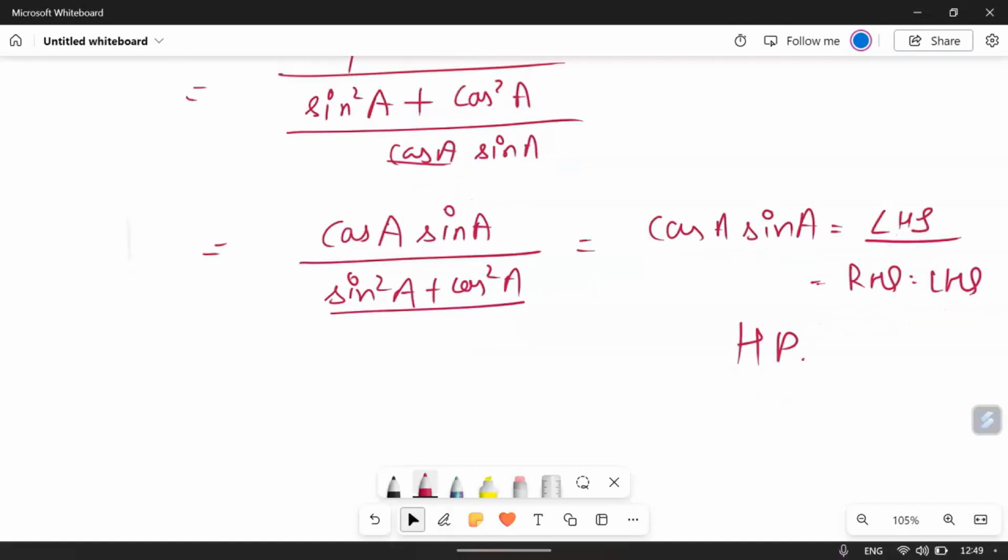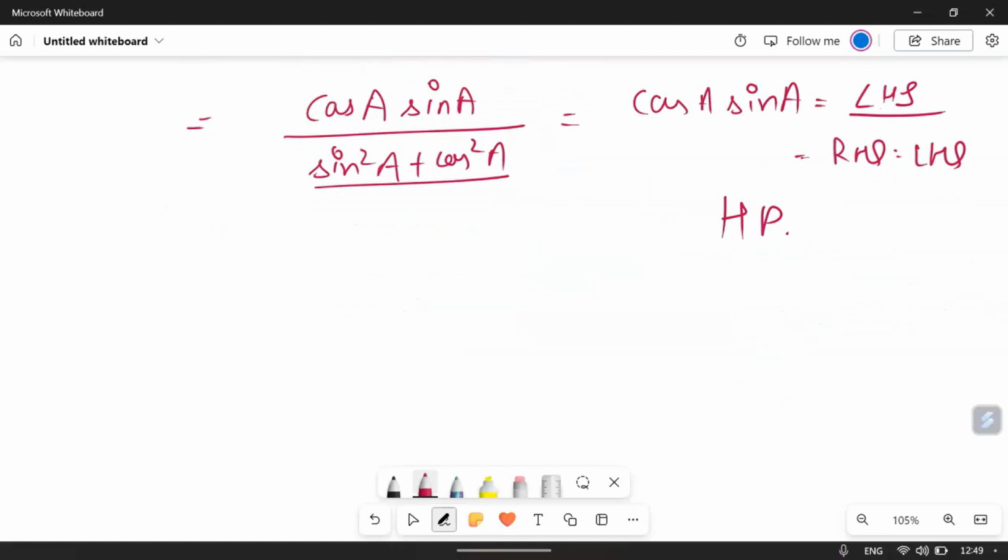Okay, let's start with question number 10th part. The 10th part is 1 plus tan square A divided by 1 plus cot square A. We need to prove it.